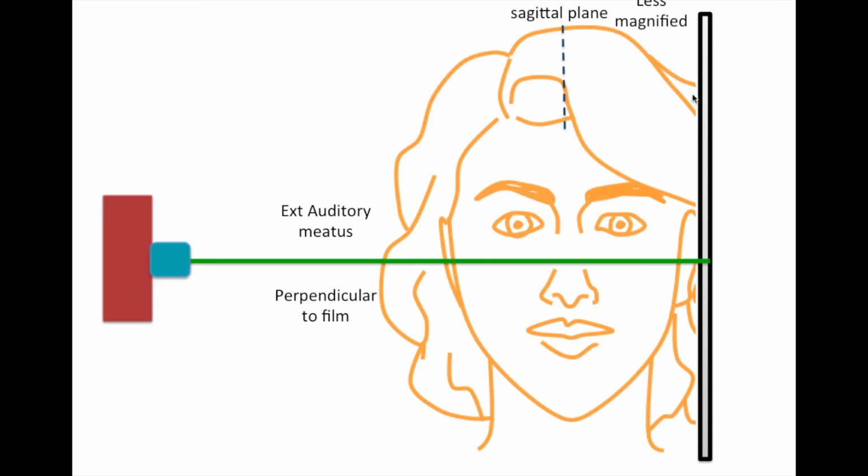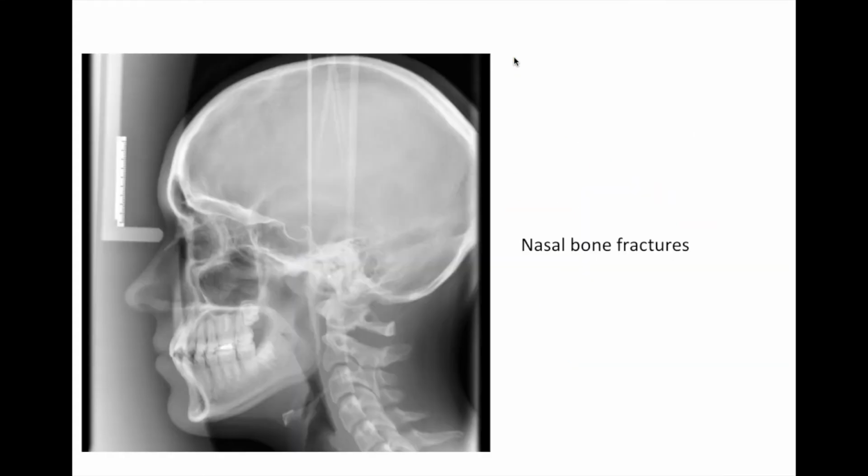Now the structures that are closer to the image receptor are less magnified in the radiograph, whereas the structures that are away from the image receptor are more magnified. Now it is best prescribed to view nasal bone fractures. To view the nasal bone fractures, we prescribe the lateral cephalometric projection.